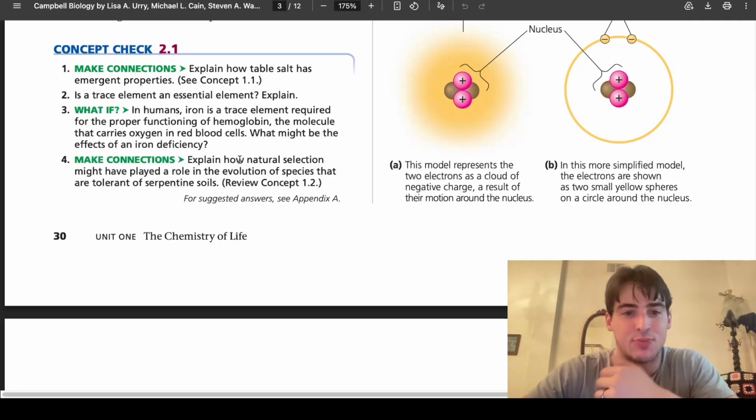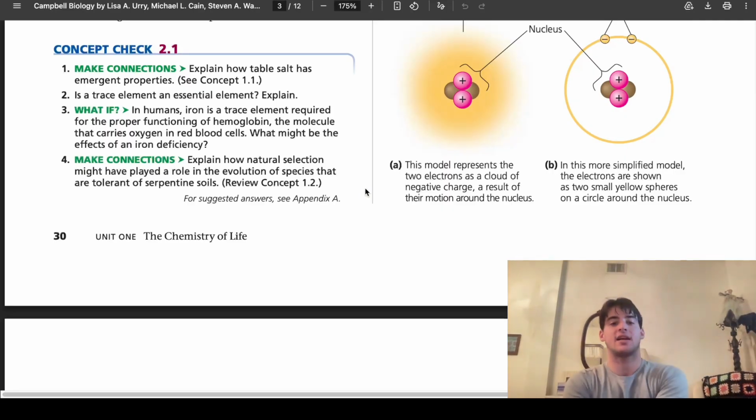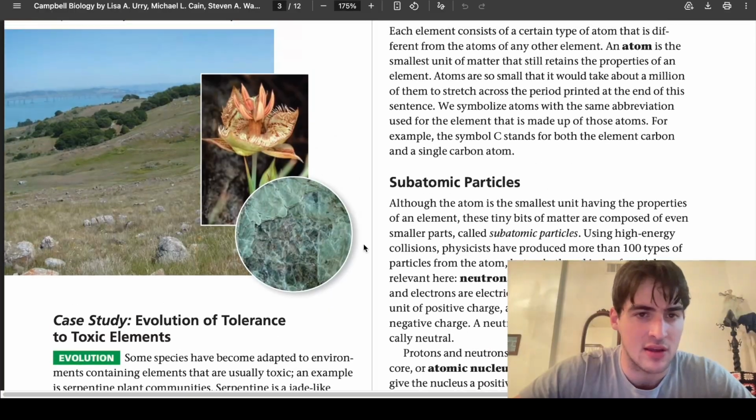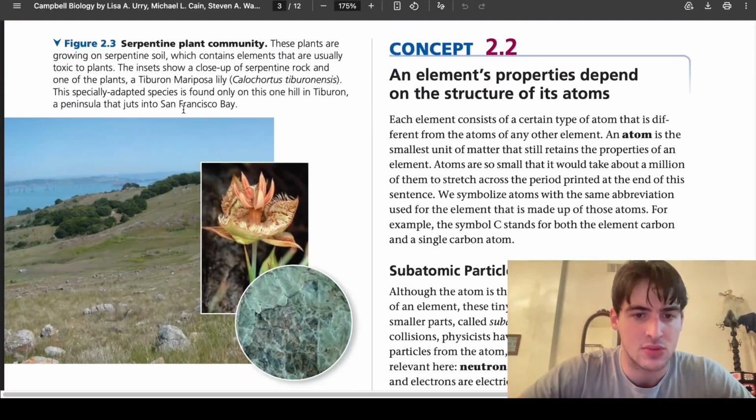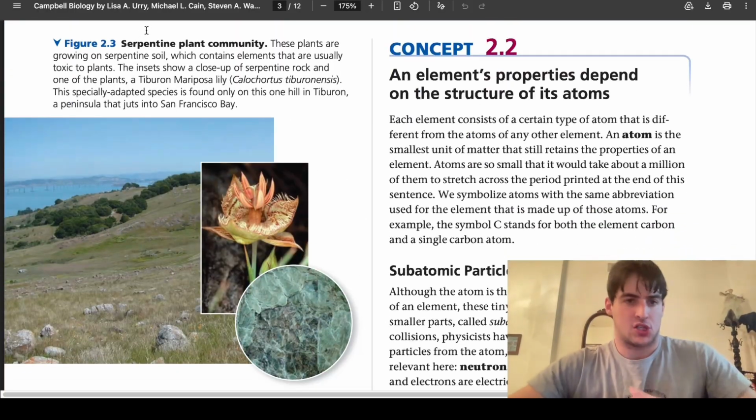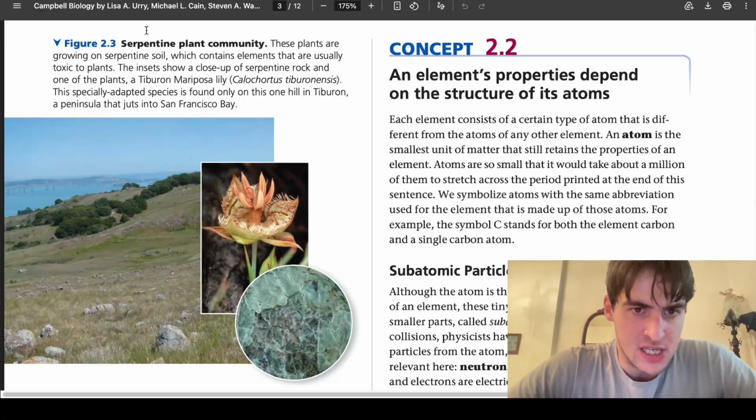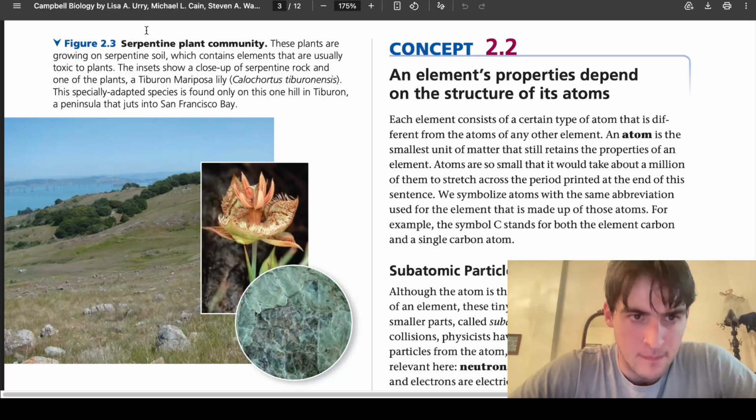Make connections. Explain how natural selection might have played a role in the evolution of species that are tolerant of serpentine soils. I think that comes from this figure that we missed. Let's read this. Serpentine plant community. These plants are growing on serpentine soil, which contains elements that are usually toxic to plants. The insets show a close-up of serpentine rock and one of the plants, a Tiburon mariposa lily.